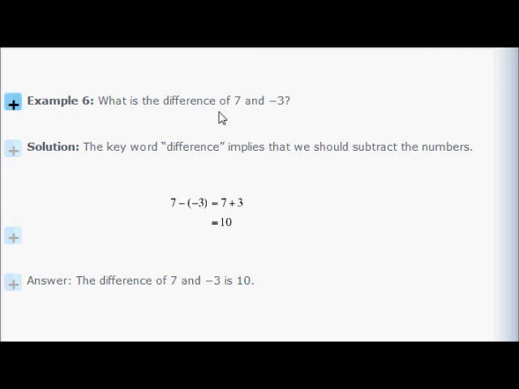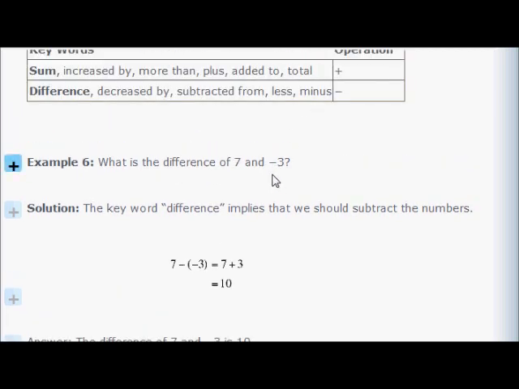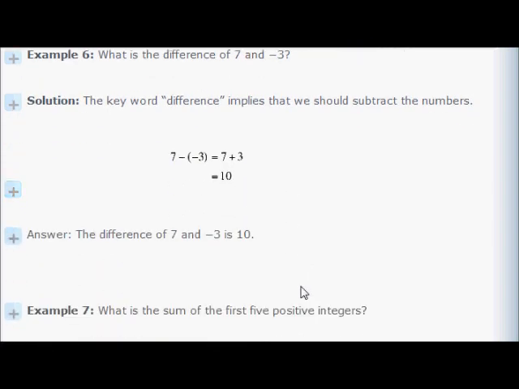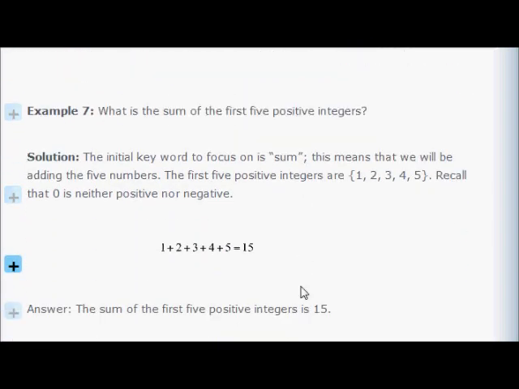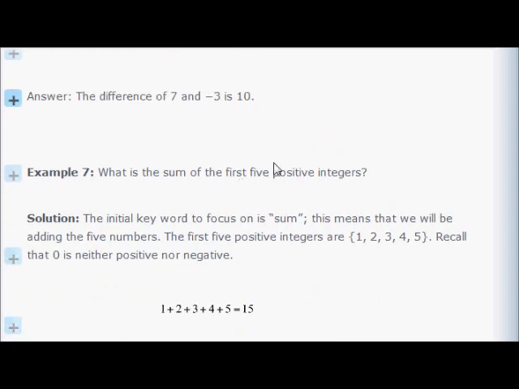So what's the difference of 7 and minus 3? Okay? The difference of 7 and minus 3. Because the 7's listed first, we're going to take 7 and then subtract whatever this number is. And this number happens to be a negative number. It's negative 3. Okay? So we're going to go 7 minus negative 3. And what happens with the double negatives? Well, they cancel, become a positive. So instead of 7 minus negative 3, you end up with 7 plus 3, which is equal to 10. So the difference of 7 and negative 3 is 10.